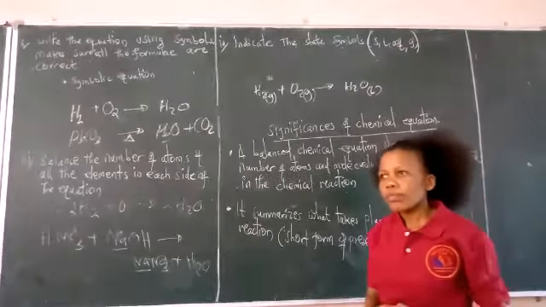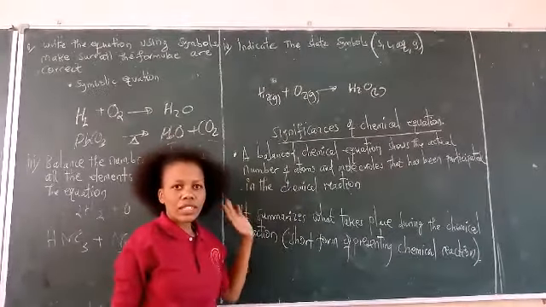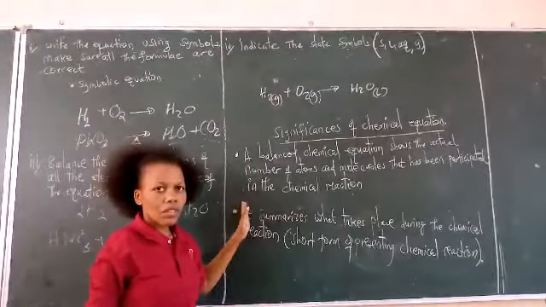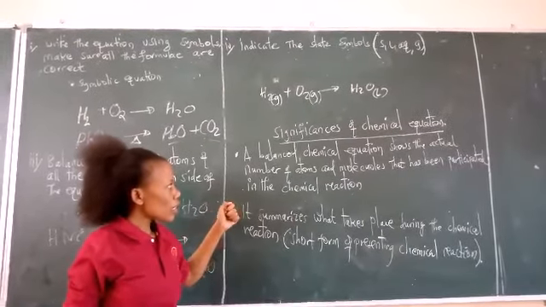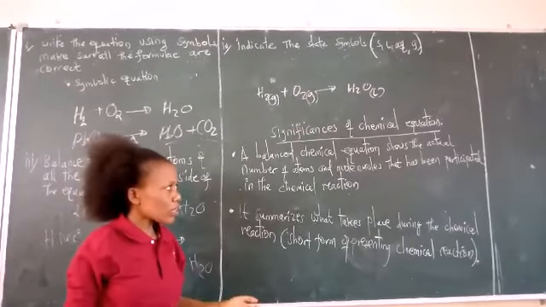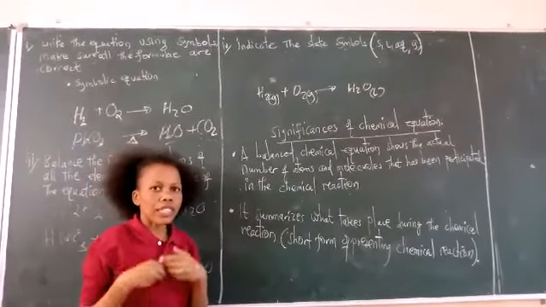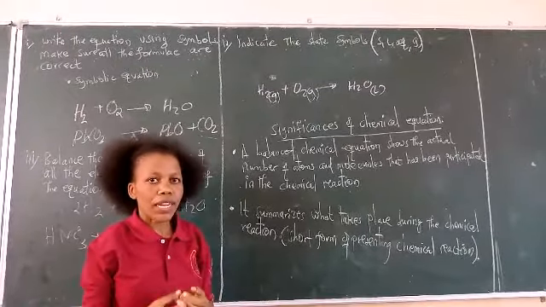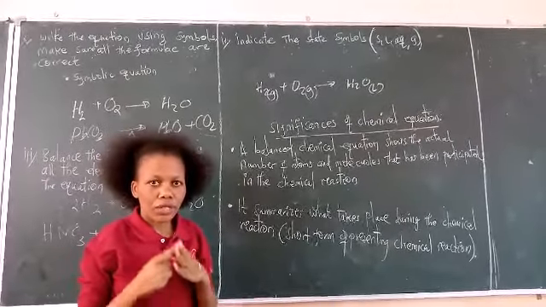And by concluding then, let's see the significance of doing all this. Why balancing chemical equation and what is the advantage of it? Let's see significances. We have two of them here. The first one is a balanced chemical equation shows the actual number of atoms and molecules that have participated in the chemical reaction. So they show the actual number of atoms that participate in the chemical reaction.